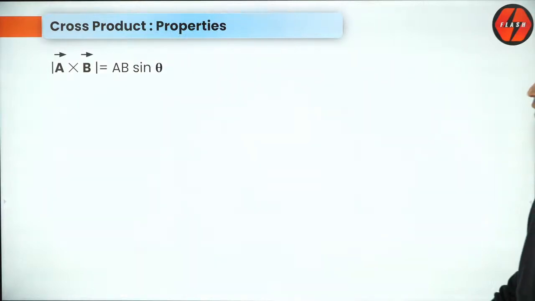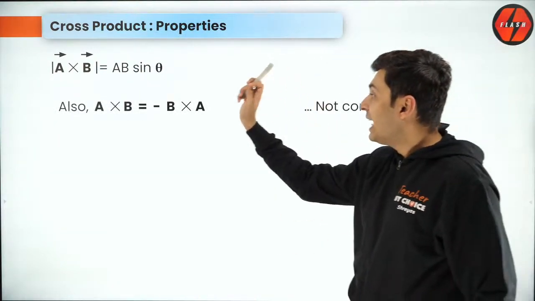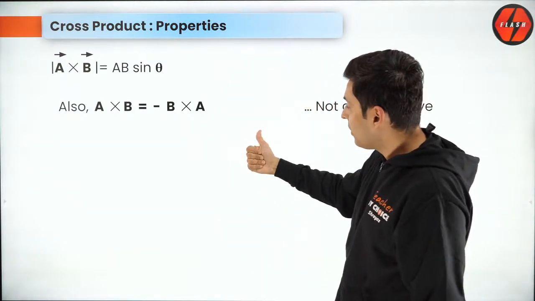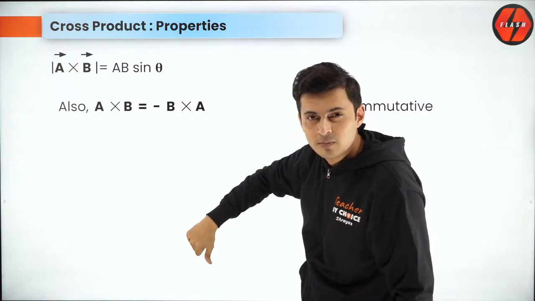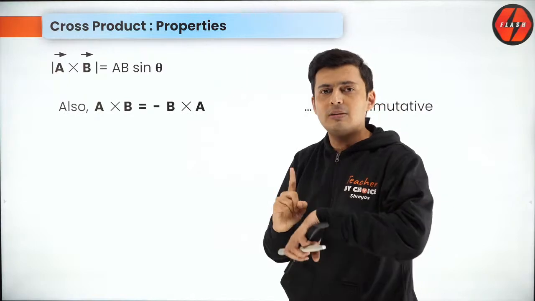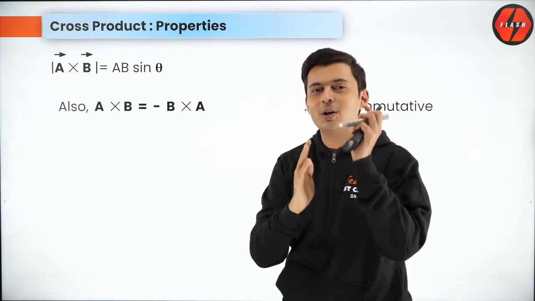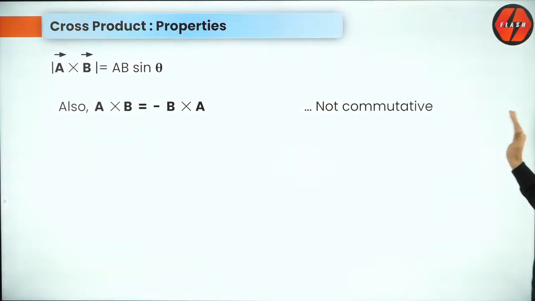Alright, next important property. Come on, write all these things down. A cross B. If you do A cross B, you will get here. But if you do B cross A, it will go down. So A cross B and B cross A are not the same. Direction wise, they are opposite, but magnitude wise, they are same. Remember that. So as a whole, they are not commutative.